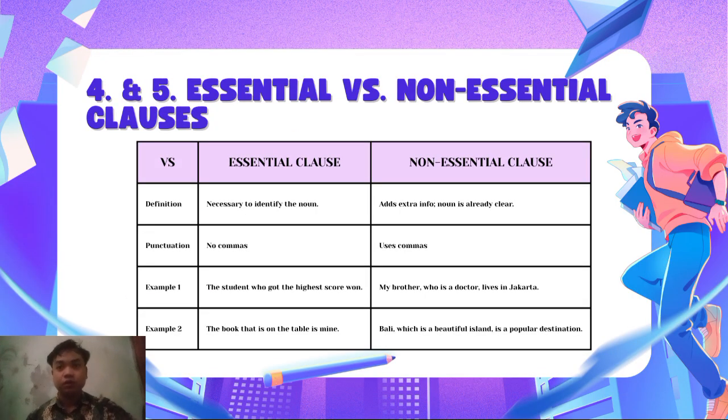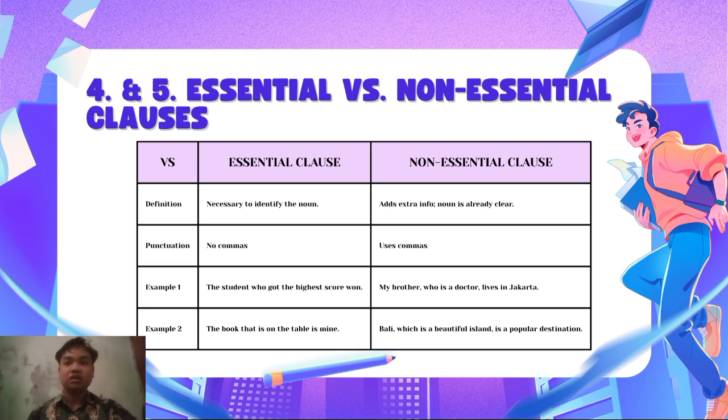Finally, we will discuss essential and non-essential clauses. The difference is all about punctuation and necessity. An essential clause is crucial. It identifies the specific noun we are talking about, so we don't use a comma. For example, the student who got the highest score won. This clause is needed to know which student.